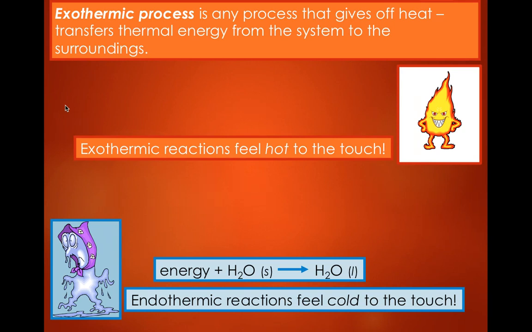So in an exothermic process or chemical reaction, it's any process that gives off heat. It transfers the thermal energy from the system to the surroundings. So we can think of it as the heat exiting. And exothermic reactions feel hot because that heat is exiting the system and going to the surroundings.